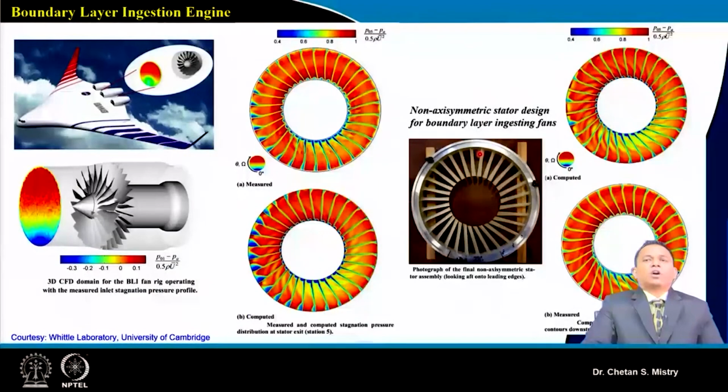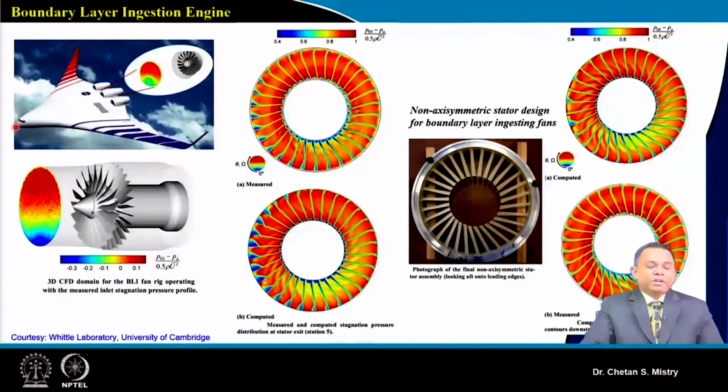Now this is ongoing work at the Whittle Laboratory, University of Cambridge. Future aero engines or aircraft will be wide body aircraft. For that, the engines will not be installed below the wings. The engines will be installed here. So here you can say this is a podded kind of configuration. The engine will be placed here, with half of the engine buried inside the body.